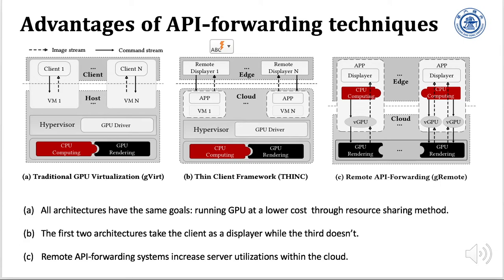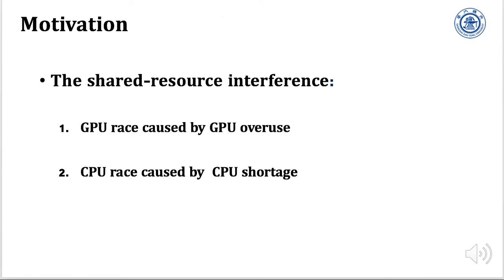Furthermore, remote API forwarding systems can increase the server utilization within the cloud, because nowadays, many cloud vendors do not configure each server with a dedicated graphics card. For example, when a server with a dedicated GPU is fully connected, but its GPU still has most resources available, remote API forwarding systems can lend some GPU resources to other servers to increase its utilization rate. Amazon Elastic GPU focuses on that.